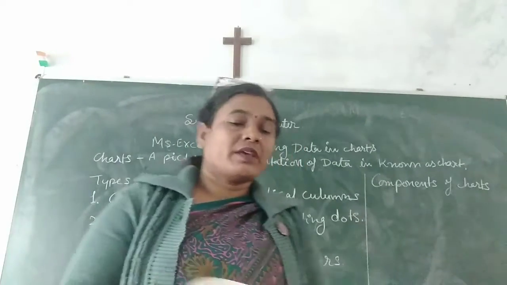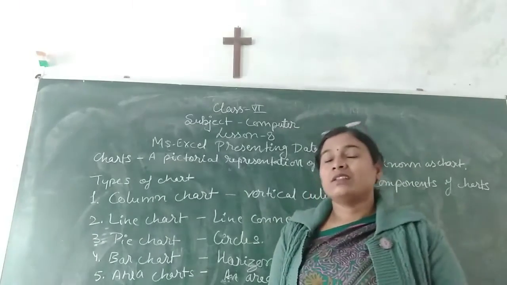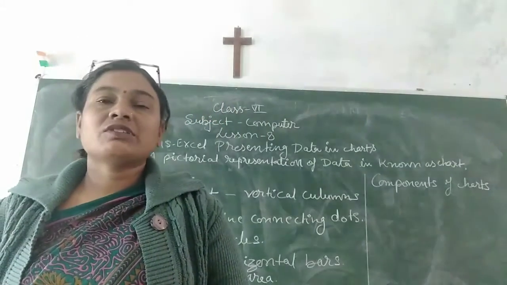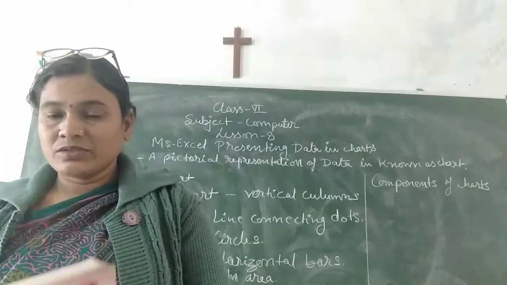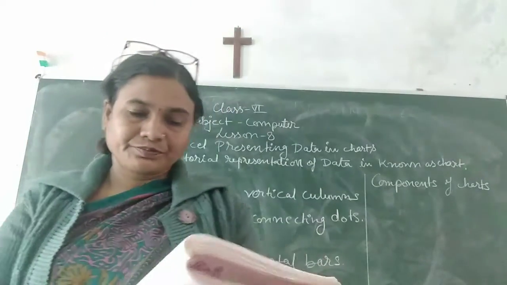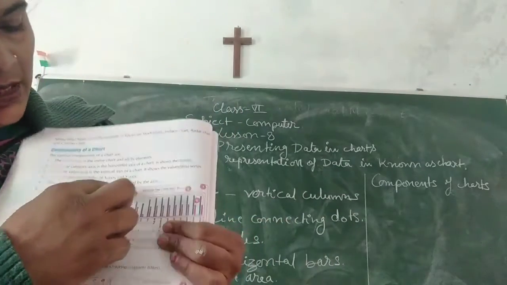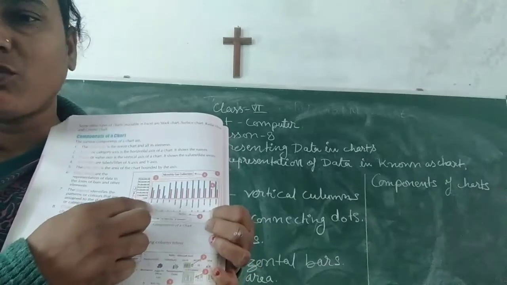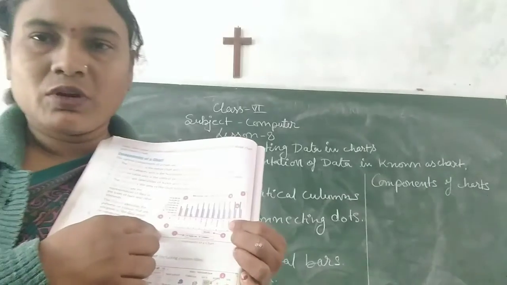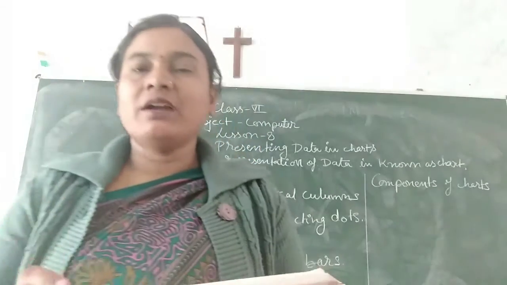And the next topic is components of a chart. How many components does a chart have? There are some different kinds of components, 8 components in a chart. First is the chart area. Chart area, see the picture, students? This most outer area is known as the chart area. Okay, children, and all the elements are plotted on the chart area.